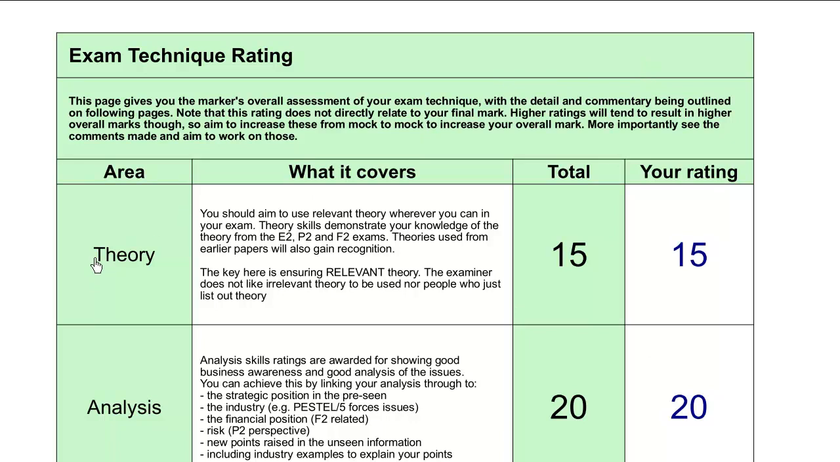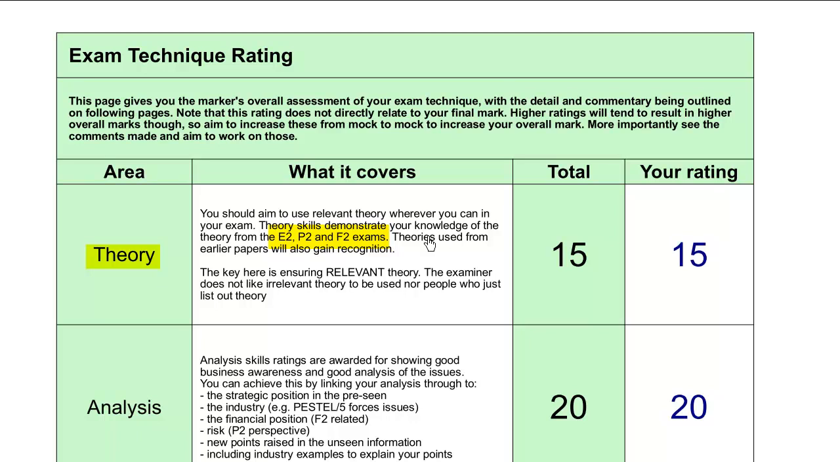So let's just highlight that theory there. In the area of theory, are you showing your knowledge from the E2, P2 and F2 exams? Now, sometimes the questions will be very specific and they will say, you need to use this particular bit of theory. But it may well not be.